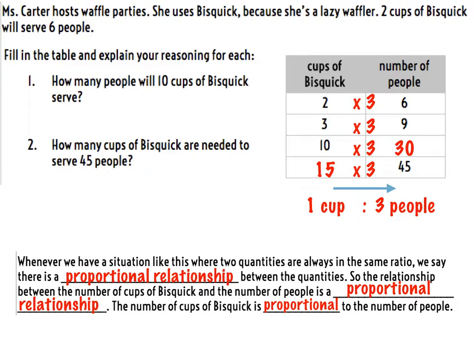So whenever we have a situation like this, where 2 quantities are always in the same ratio, this is called a proportional relationship between those quantities. The relationship here that is proportional is the number of cups of Bisquick to the number of people. We would say that the number of cups of Bisquick is proportional to the number of people. And I said that word a lot because I know that proportional is a new word, but it means you have the same ratio. Always have the same ratio.